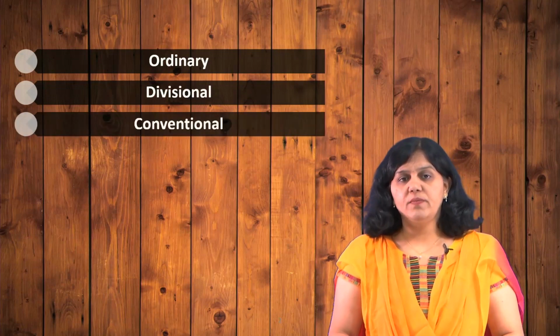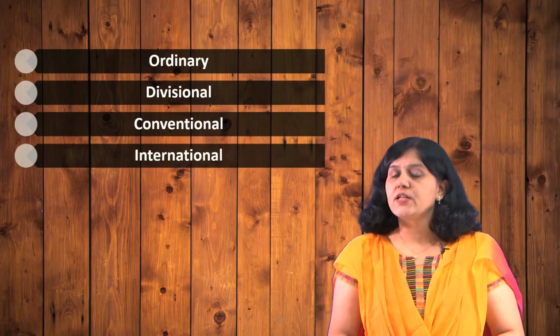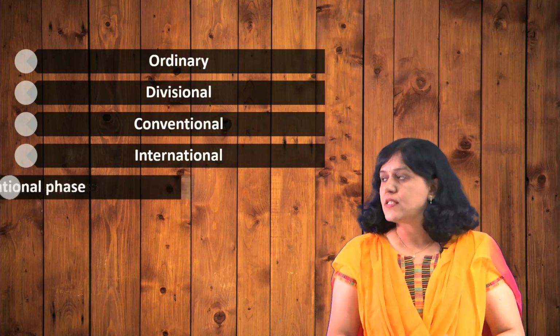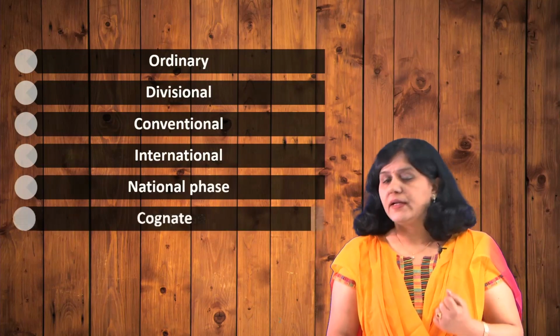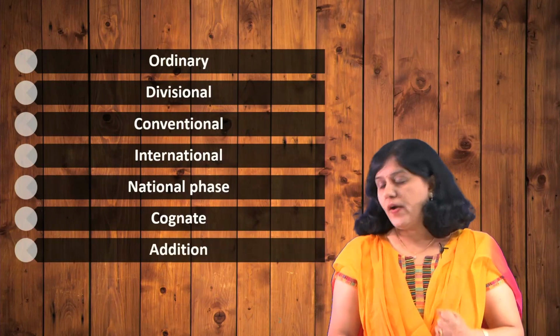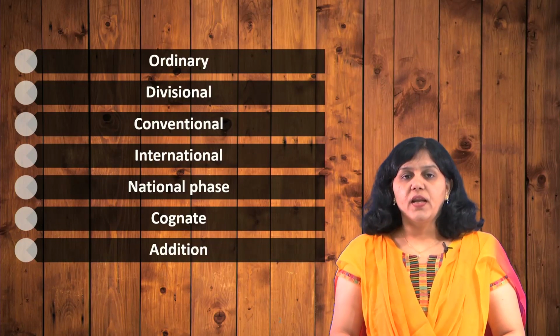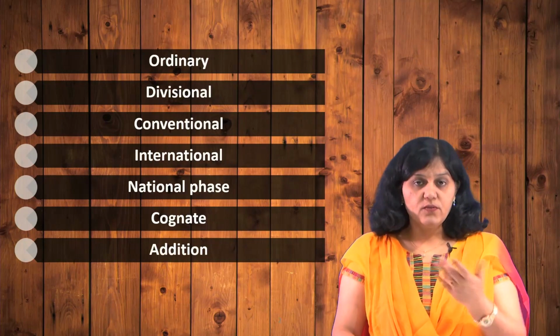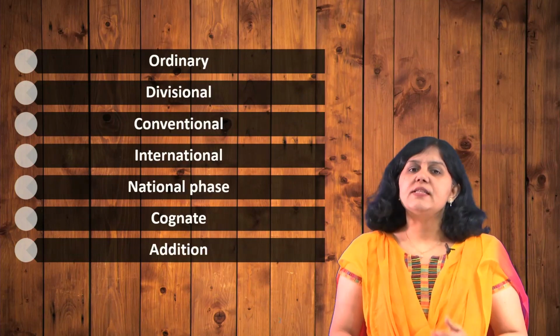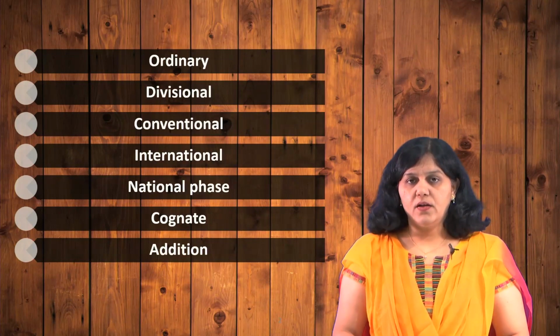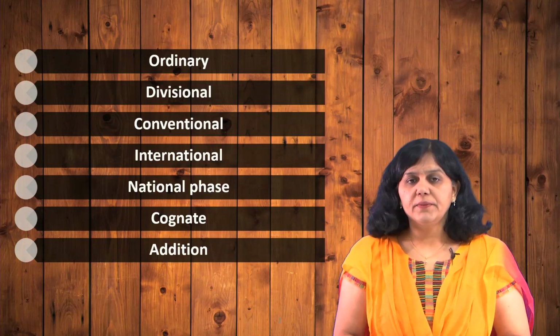What are these? Ordinary patent, divisional patent, conventional patent, then international patent, national phase patent, cognate patent, and then there is a patent of addition. Now, let us check one by one what these types are. So, we will start with an ordinary patent. What is the meaning of ordinary patent?